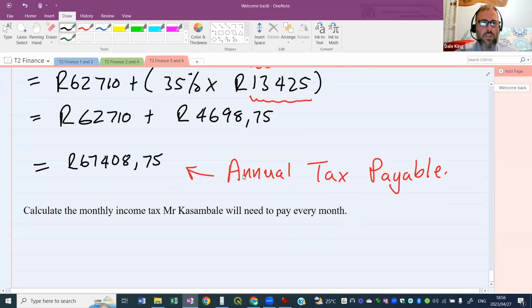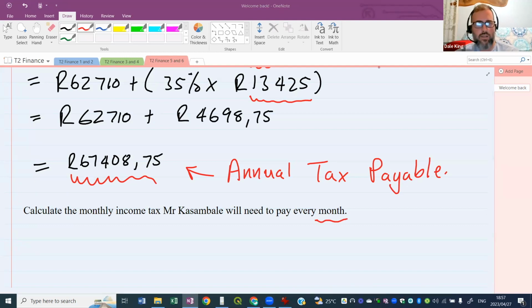Okay. Now we get to the final question here. I'm not going to do it because you guys will know what to do. It says here, calculate the monthly income tax he will need to pay. So this value, as we saw, that we got is an annual taxable income. How do I find a monthly amount that he has to pay? What will we need to do? You can tell me, what will we need to do to an annual amount to get a monthly amount? Yes, we divide by 12. That's it. And that will go into his salary slip.